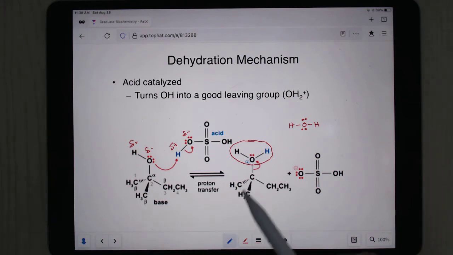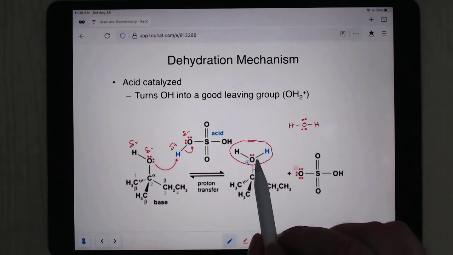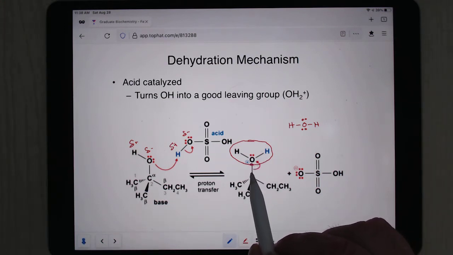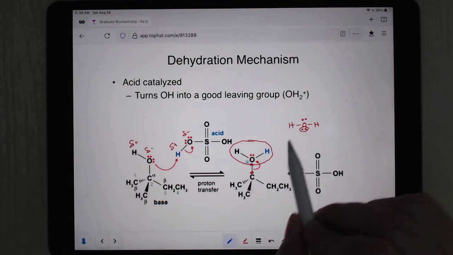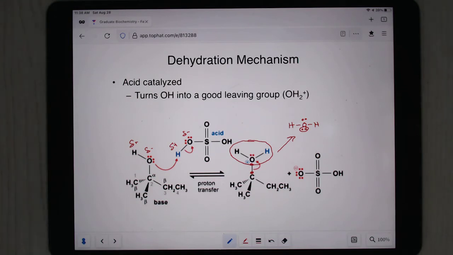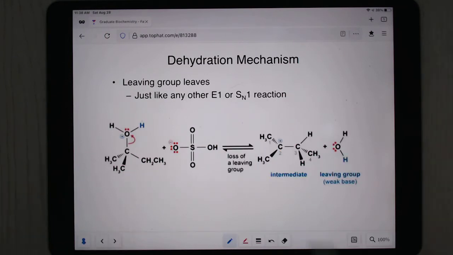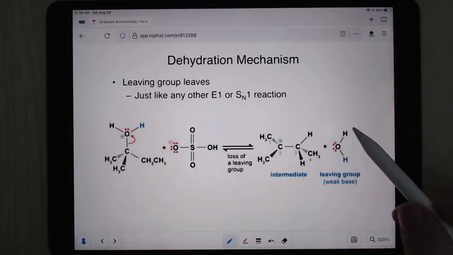So all it has to do is just grab these two electrons. Ta-da! And voila, we've got ourselves a lone pair. We've got ourselves a water molecule. Water molecule is obviously really stable because it's 2/3 of the surface of our planet. And so in order to make an OH into a good leaving group, you add a little bit of an acid catalyst.